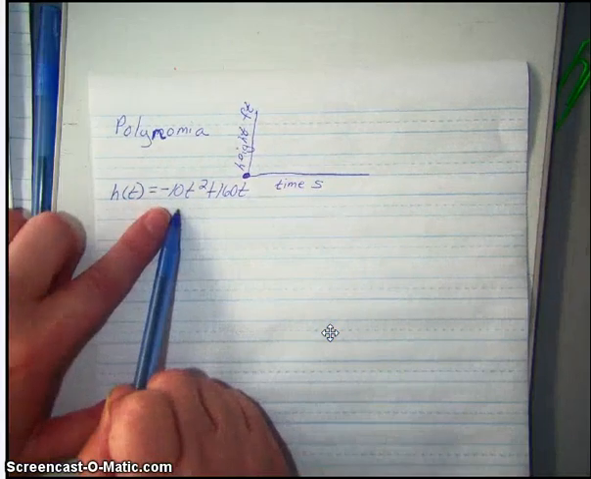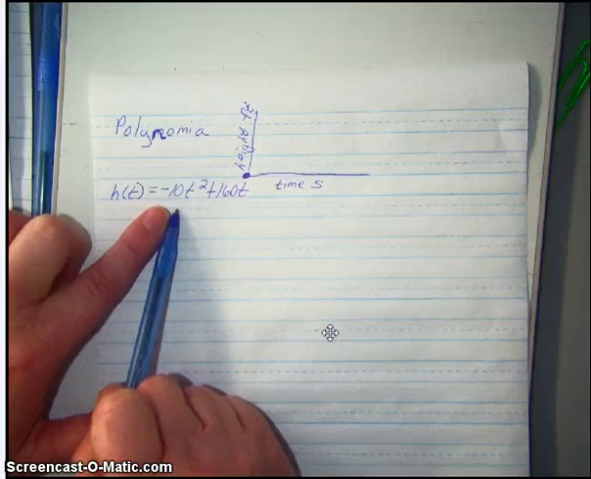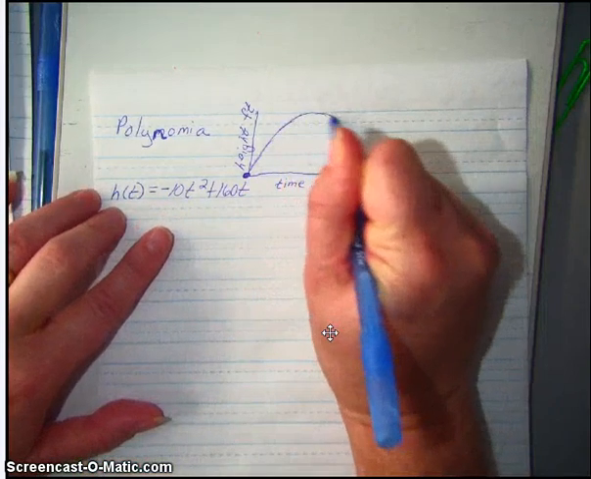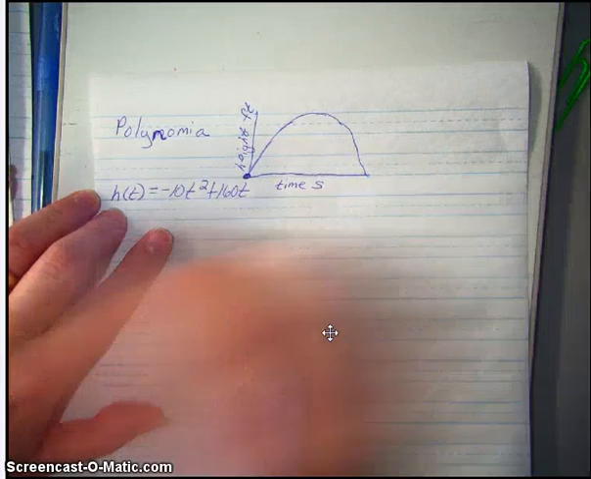Is this a concave up or concave down parabola? Concave down. So it's going to fly up in the air. It's a concave down parabola. It's going to land back down on the ground.